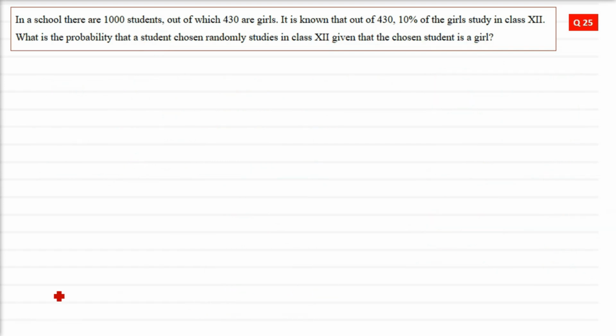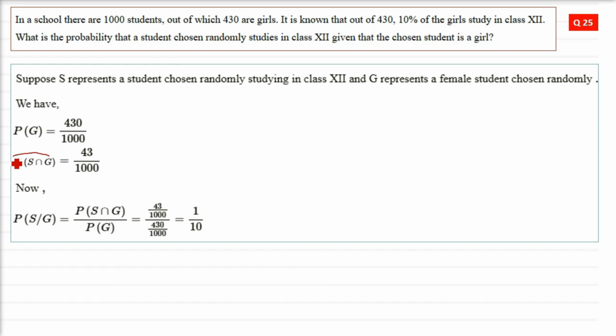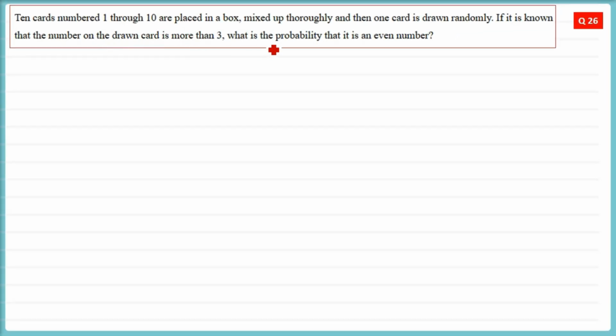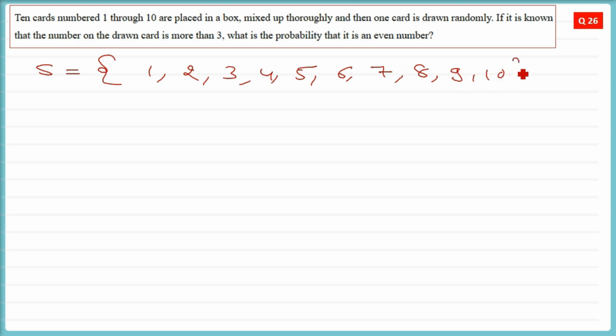Now how will this be done? This is how you are going to go about it. Alright, it's a tricky question, but you will understand it. 10 cards numbered 1 to 10 are placed in a box, mixed up thoroughly, and then one card is drawn randomly. So let's make the sample space. Sample space is 1, 2, 3, 4, 5, 6, 7, 8, 9, 10. If it is known that the number on the drawn card is more than 3, what is the probability that it is an even number?